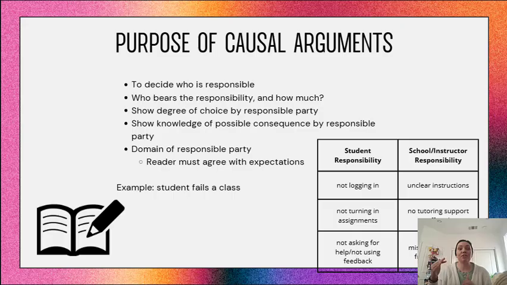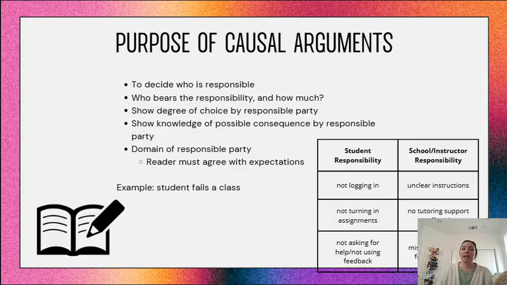And so you would have to look at the domain of the responsible party. What kind of choices were made? Does the student know the consequences? Does the instructor know the consequences, right? So what is the student's responsibility? Maybe they're not logging in, they're not turning in assignments, they're not asking for help and not using feedback, right? So does the domain of the responsible party lie with the student because they have these choices and they know that there are consequences to the choices?